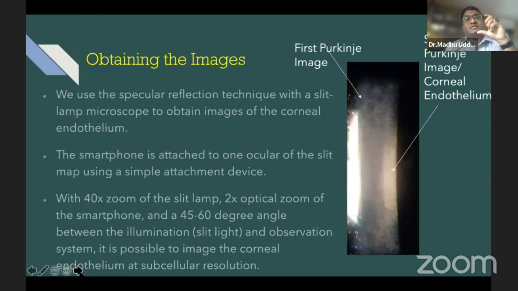So it is quite simple. You attach this phone to the slit lamp using a 3D printed attachment. And once you go there, like you do your regular specular reflection, if you are able to do this imaging, then you can see the corneal endothelial imaging that you can see in the second Purkinje image, where the beautiful hexagonal is seen. Once it is there, these are the slit lamp settings that we have to put in. It is known to most of you, so I'll just skip that.